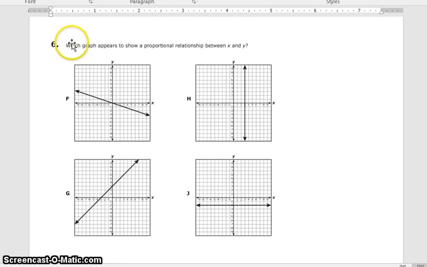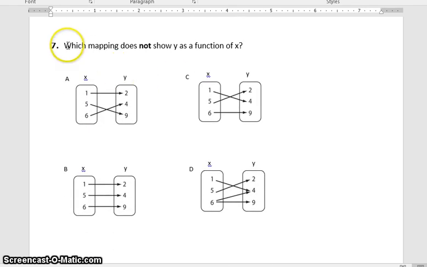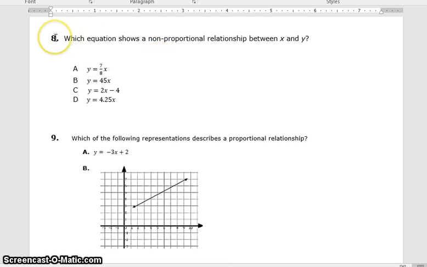Number 6. Which graph appears to show a proportional relationship between x and y? Which is a proportion? Seven. Which mapping does not show y as a function of x? Which is not a function? Number 8. Which equation shows a non-proportional relationship between x and y? Which is non-proportional?